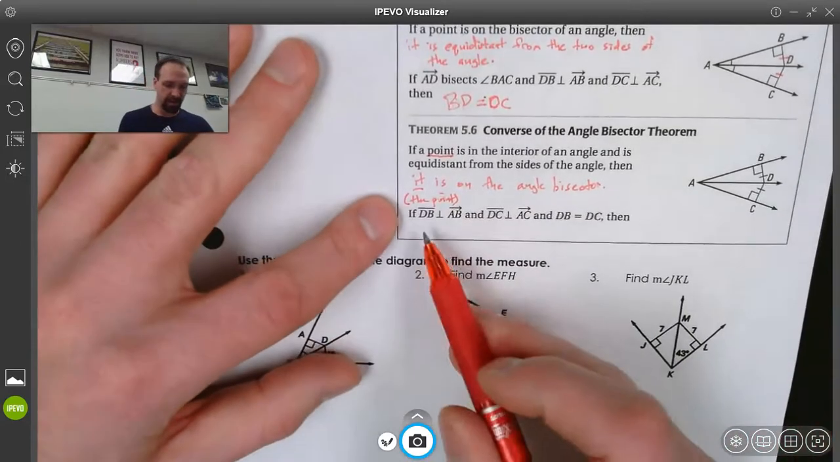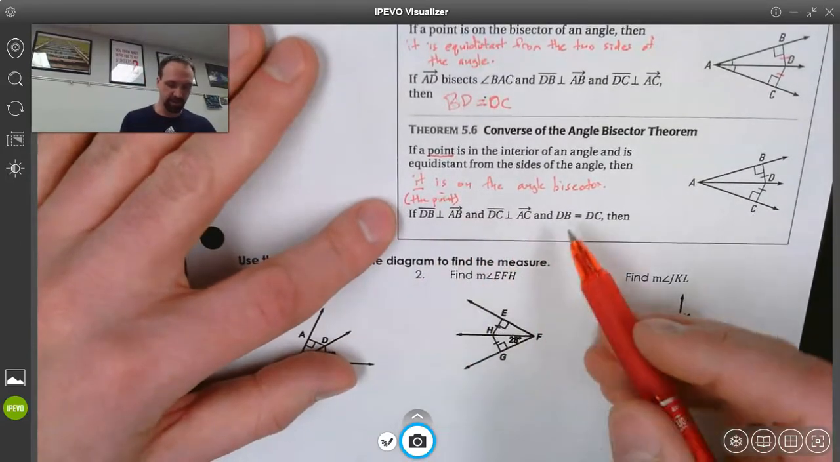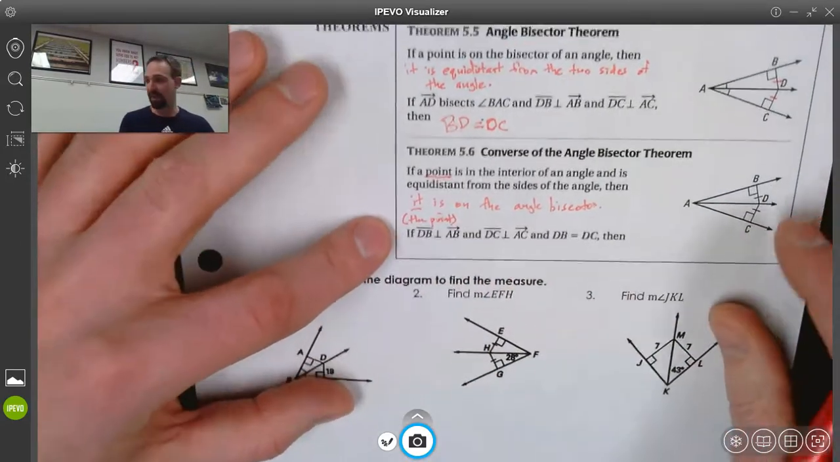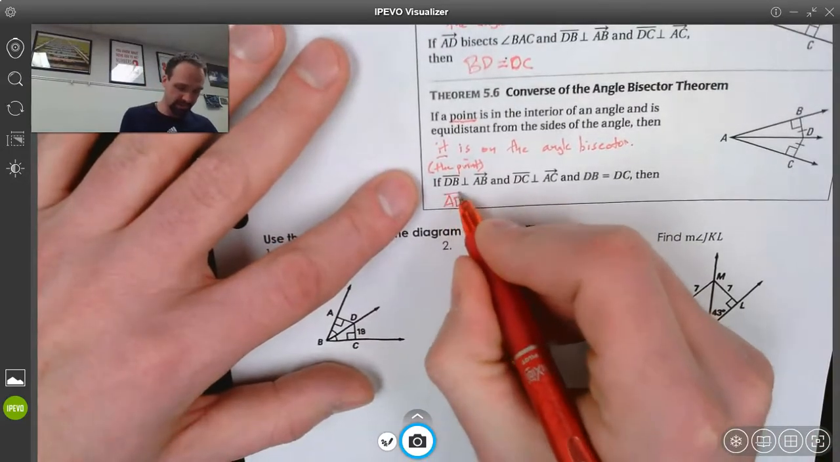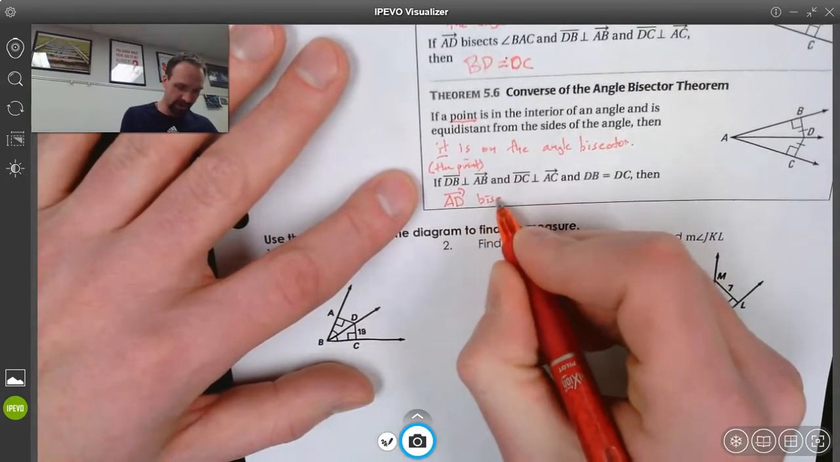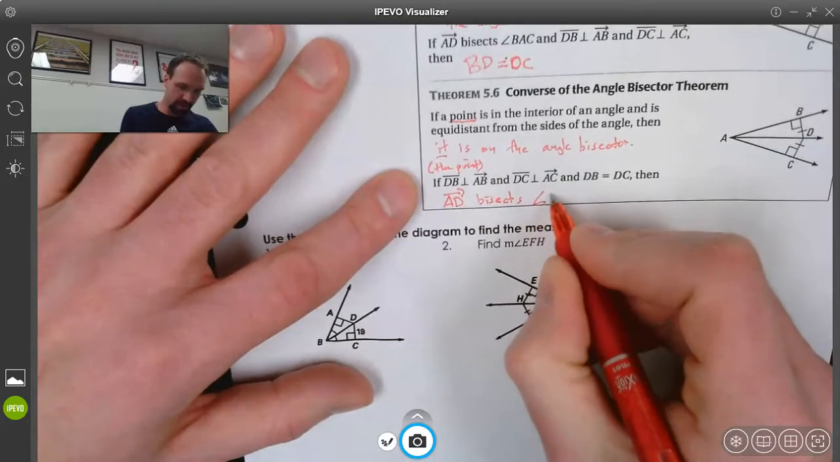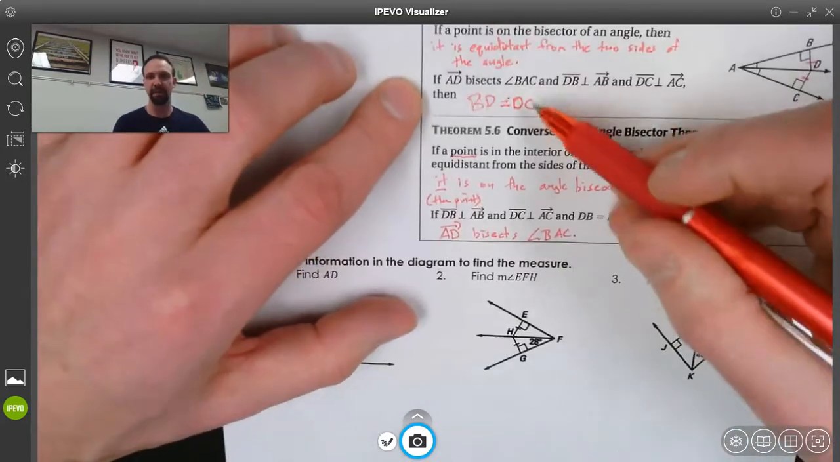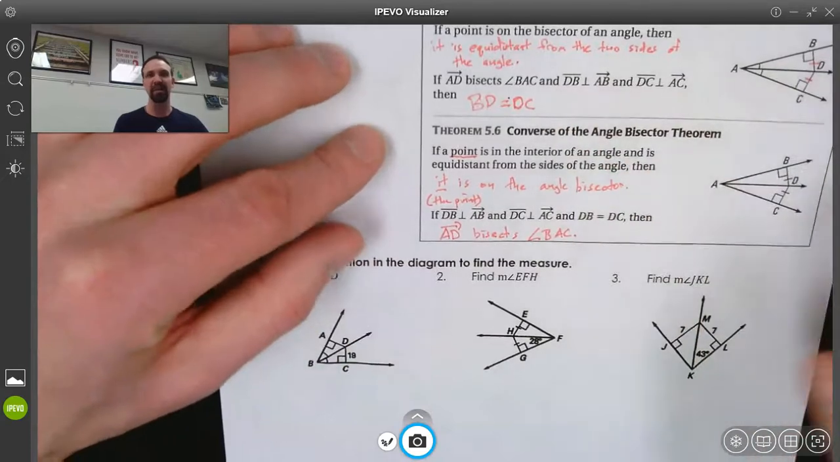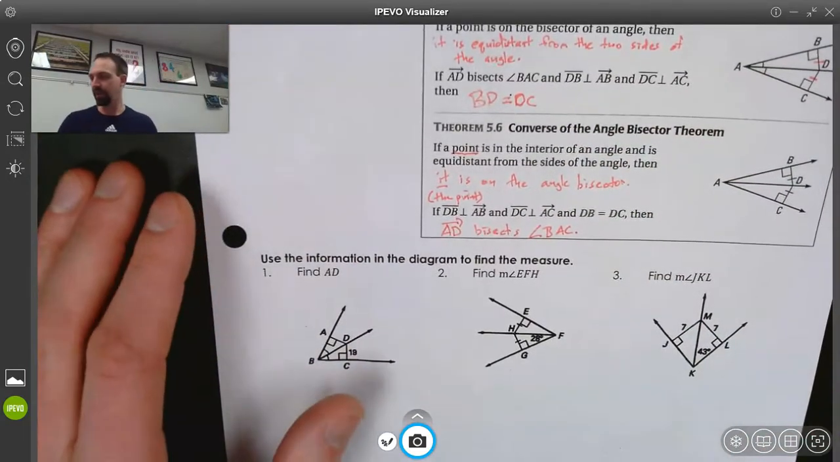Similarly, if these parts are perpendicular and these two lengths are the same, then what we know is that ray AD bisects angle BAC. So you can see that it flips what we said earlier with the converse as well. So same idea.